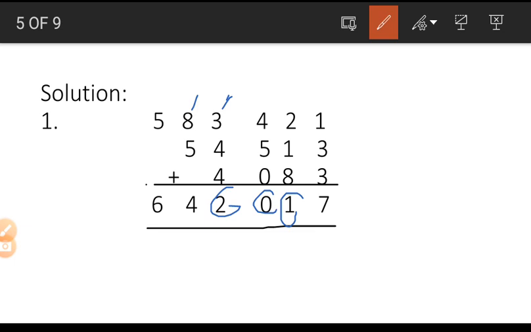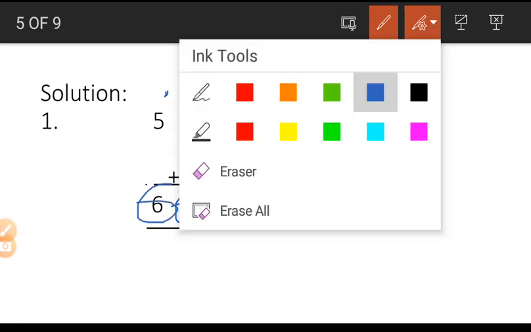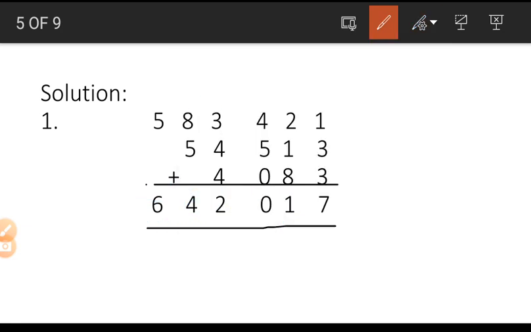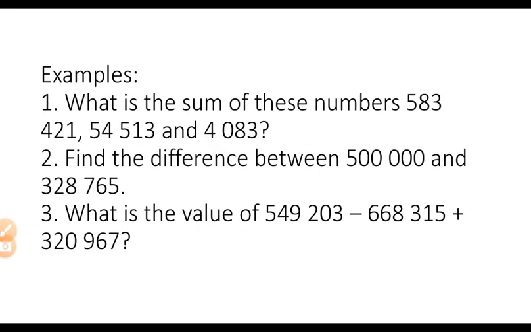1 plus 8 plus 5 gives 14. So we put down a 4 and then carry 1. So that 1 is added to the 5 and that gives us a 6. So you can see this is not a very difficult thing to do. So our answer becomes 642,017. Now let's look at the second question.